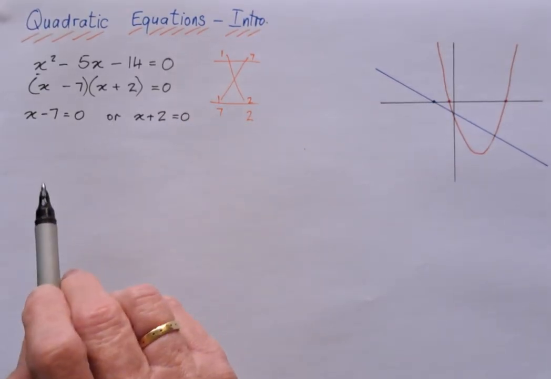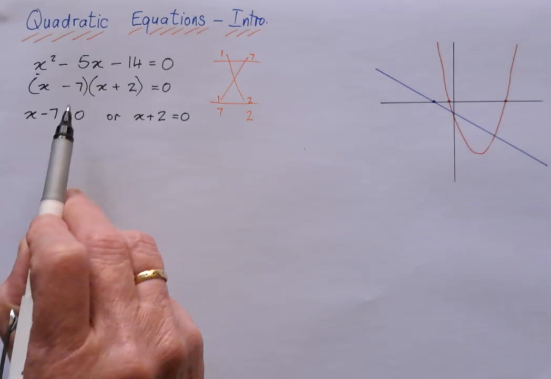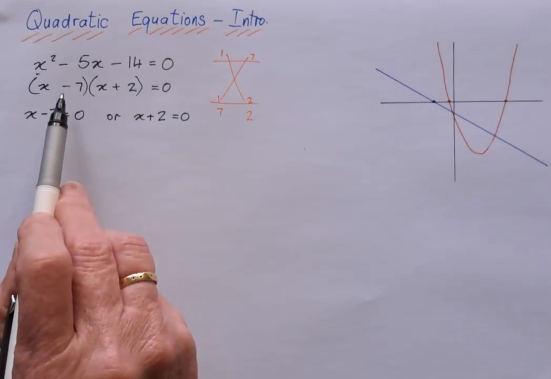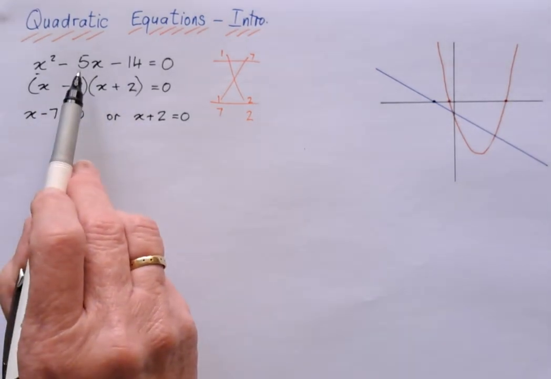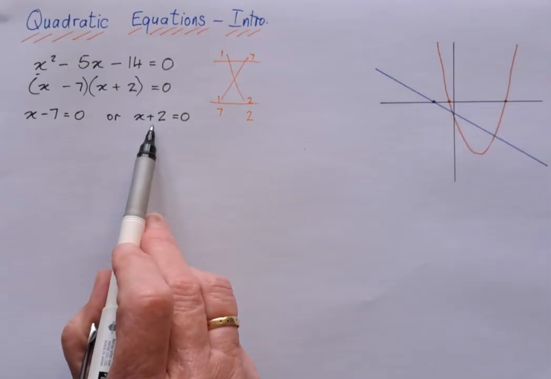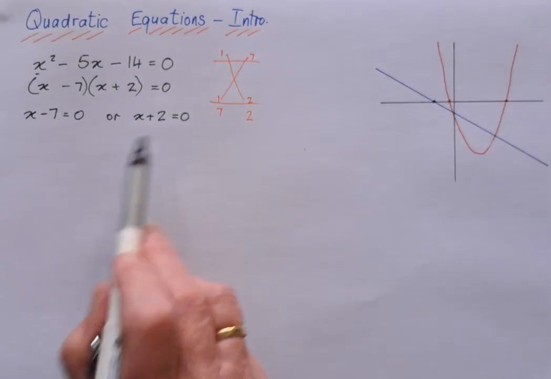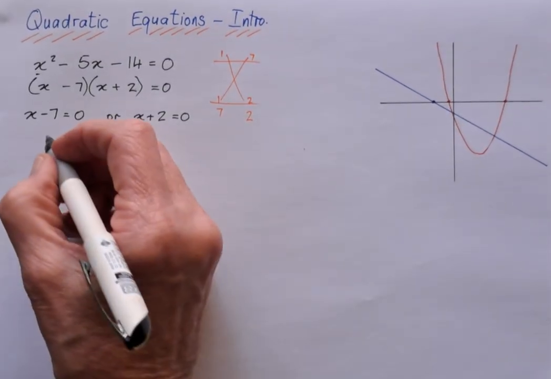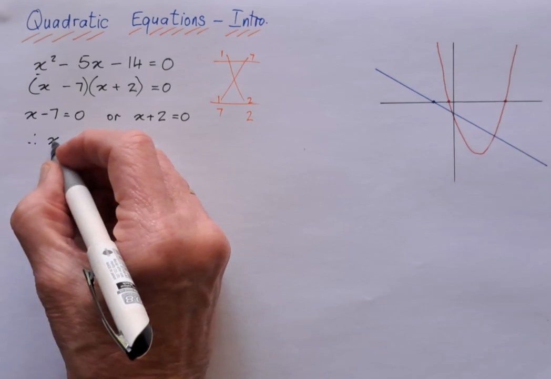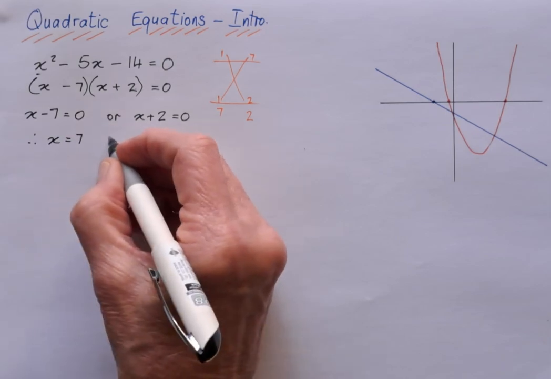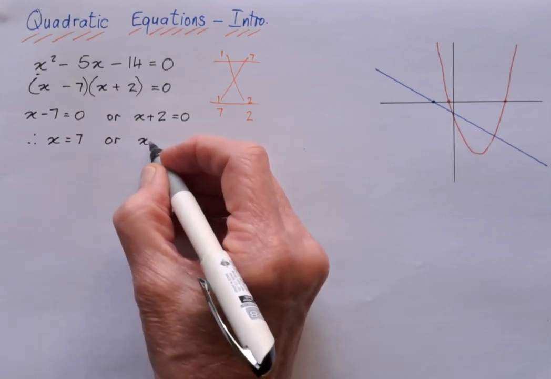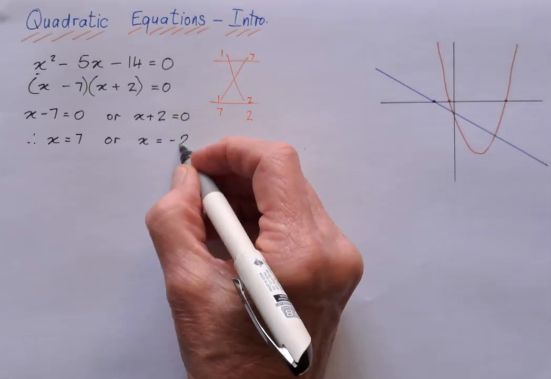One or both of them have to be equal to 0. So what I've done now is I've ended up, from my quadratic equation, getting two linear equations, both of which I'm now going to solve. So in this case, x would be equal to 7, and in this case x would be equal to -2.